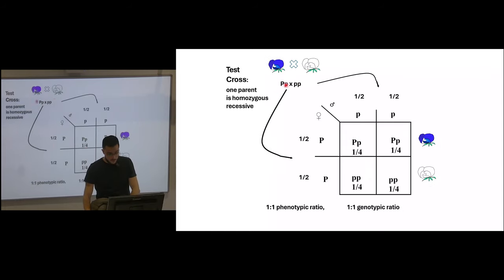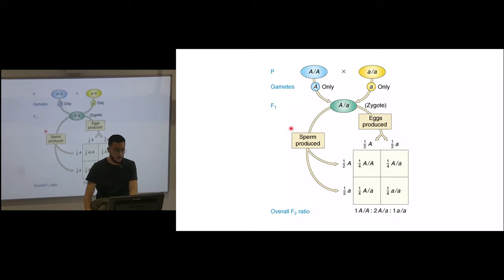If you get a test cross, these numbers will change. Test cross is when you cross it with a homozygous recessive. In that case, you have a 1-to-1 phenotypic ratio and a 1-to-1 genotypic ratio. Basic stuff. The reason why we use test crosses is to see what the other parent is. So if you don't know what this parent is, you cross it with a test cross, and depending on what you get here, you can see if it's homozygous, heterozygous, or whatever. Okay? So that's that. Damn, going really fast.